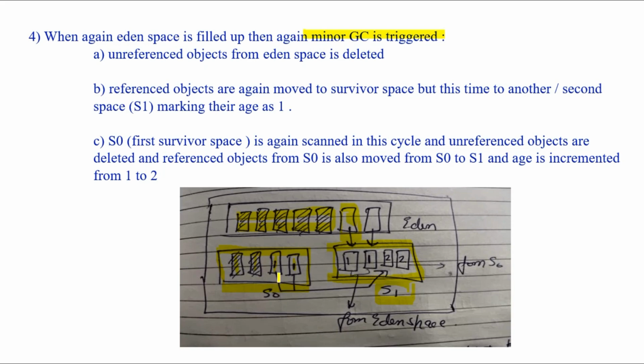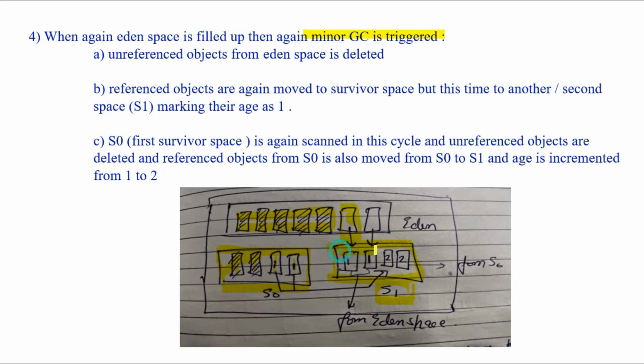And all those objects in the S0 area are now moved from S0 to S1, and since they have survived the minor garbage collection cycle twice, their age becomes 2. So after this, my Eden area is again empty because unreferenced objects are removed. Referenced objects are now moved to S1, and S0 is again empty. Why? Because unreferenced objects are removed and referenced objects are moved to survivor space 1, but their age is incremented by 1. So 1 plus 1 becomes 2.